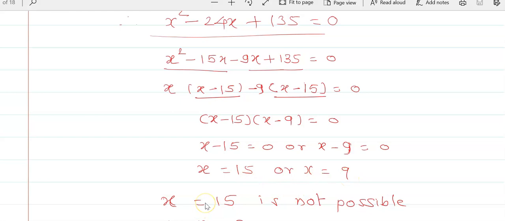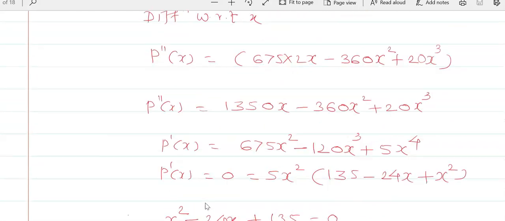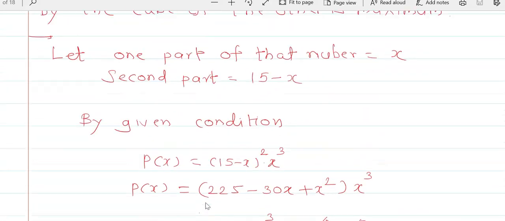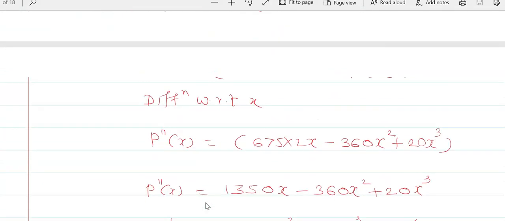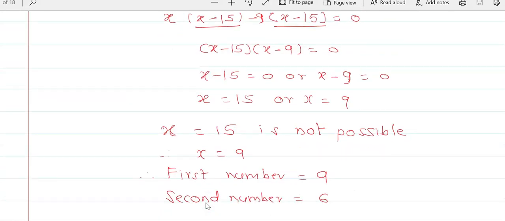x equal to 15 is not possible because their sum is 15. And therefore, we take the second value, that is x equal to 9. Therefore, the first number is 9 and the second number is 6.